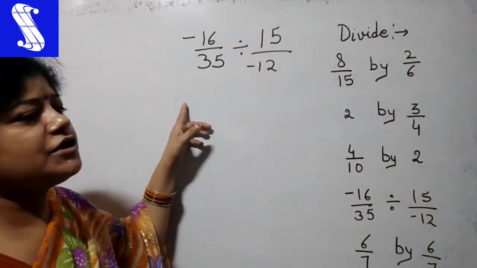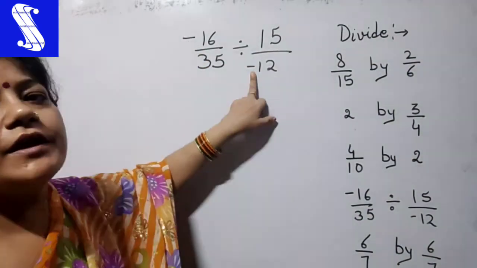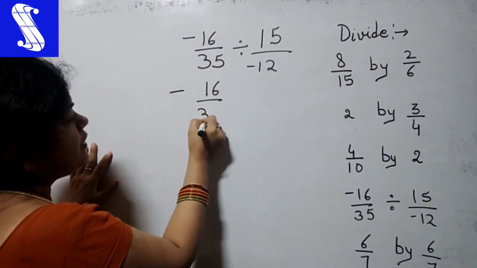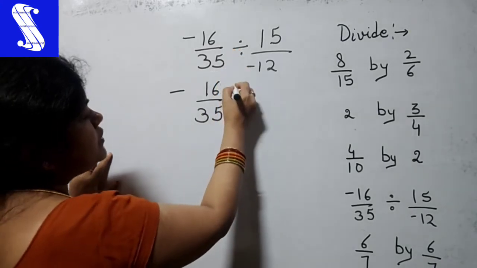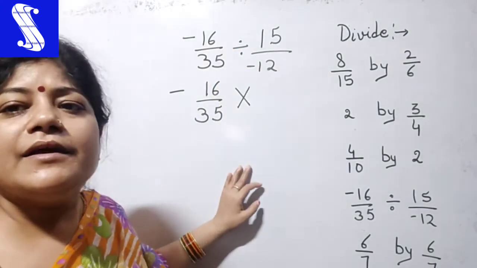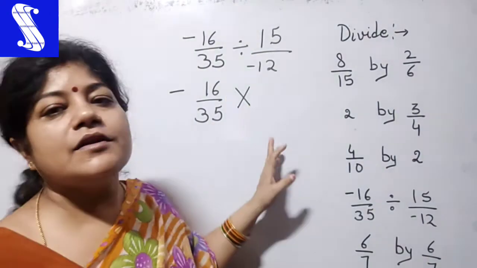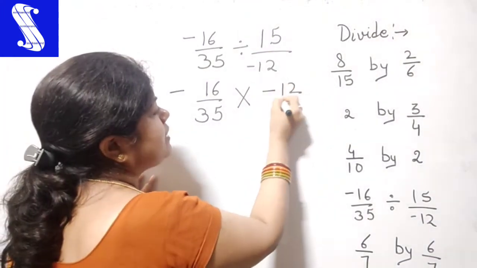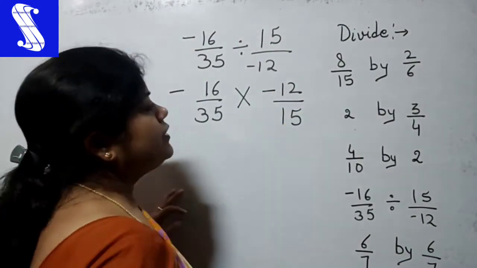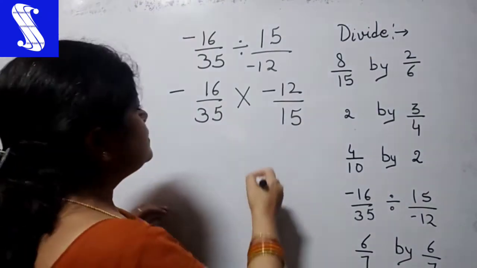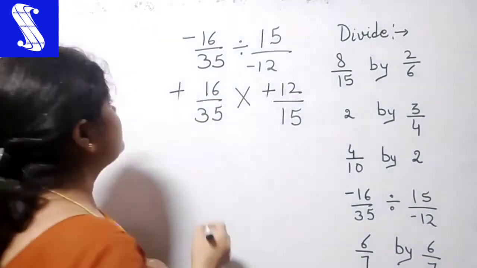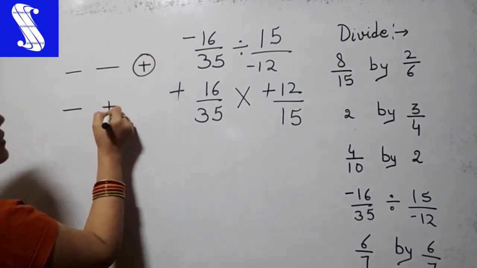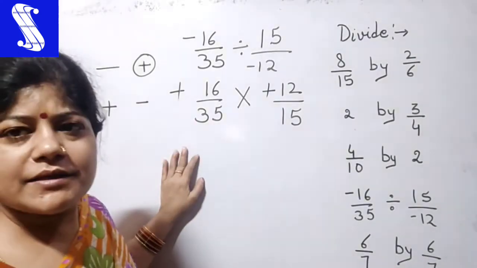Now observe a rational number in which we also have negative signs. We write it as it is, 16 over 35. Change the sign of division to multiplication. Either it is written divide or by, it doesn't matter. Now reverse this one, it becomes minus 12 over 15. Now solve for the minus signs. Minus minus becomes plus. That means if there are two, it becomes plus. If there is one, then it remains minus.